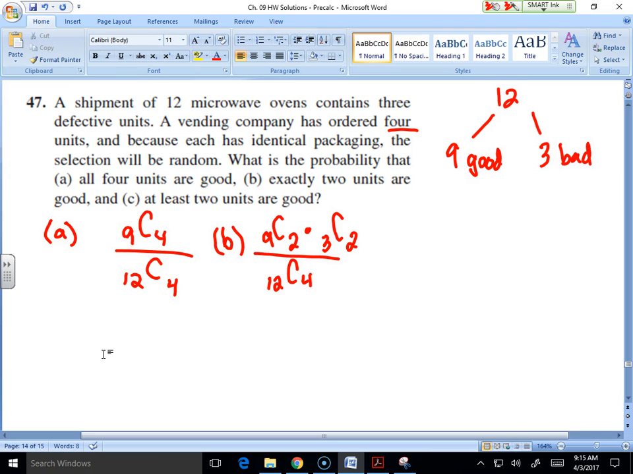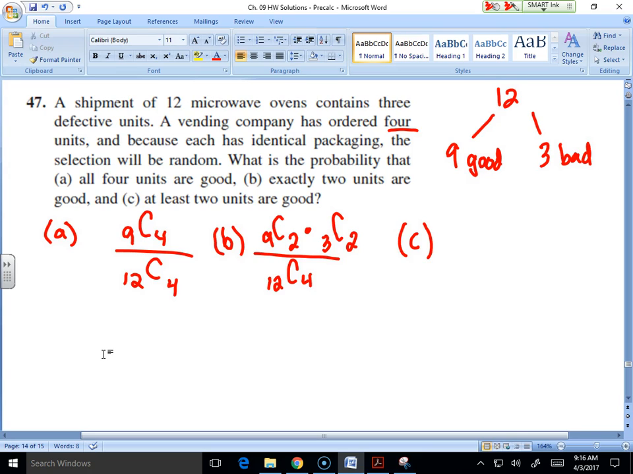Out of the 3 bad ones, I get 2. So exactly 2 good ones, and, well, I must have gotten 2 bad ones. And then on the bottom is the same sample space of, out of all 12 of the possible microwaves, choosing 4.